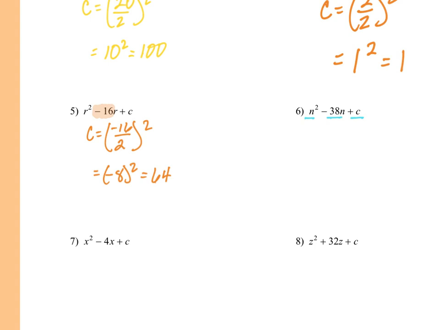So I'm going to take that middle term, which in this case is negative 38. So C is going to equal negative 38 divided by 2, and then I'm going to square it. So, negative 38 divided by 2, negative 19, I think. You might have to get your calculator out. And then I'm going to square that, and Alex had the answer. There it is, 361.